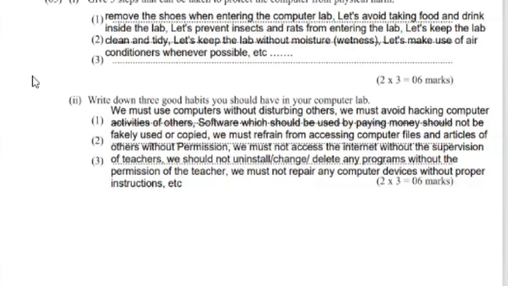We must not access the internet without the supervision of teachers. We should not uninstall, change, or delete any programs without the permission of the teacher. We must not repair any computer devices without proper instruction, etc. Any related meaning should be contained in your answers.